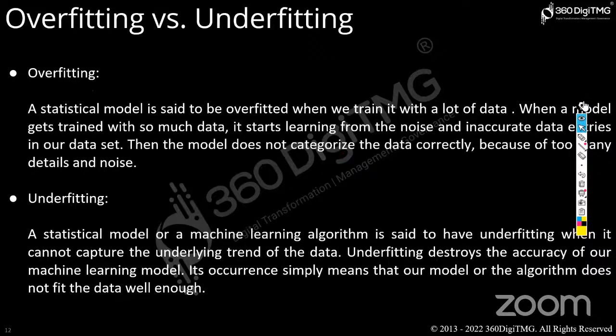The same thing that I have told you, overfitting and underfitting, is the same difference. A statistical model is said to be overfitted when we train it with a lot of data. When a model gets trained with so much data, it starts learning from the noise and inaccurate data entries in your data set. Then the model does not categorize the data correctly because of too many details. Whereas underfitting: a statistical model or machine learning algorithm is said to have underfitting when it cannot capture the underlying trend of the data. Underfitting destroys the accuracy of your machine learning model. Its occurrence simply means that your model or the algorithm does not fit the data well.